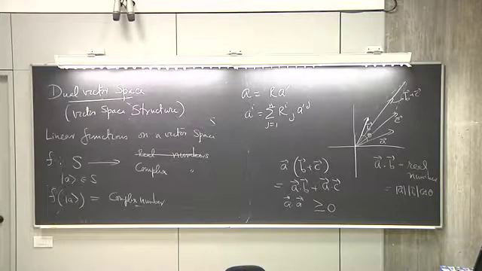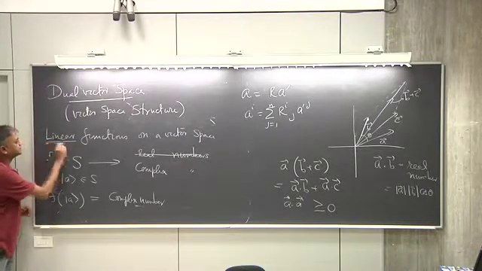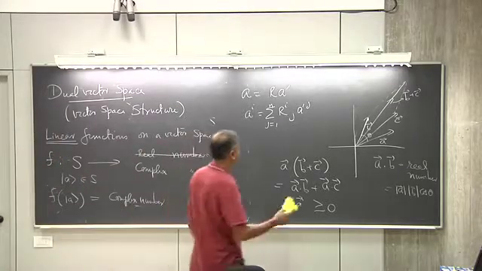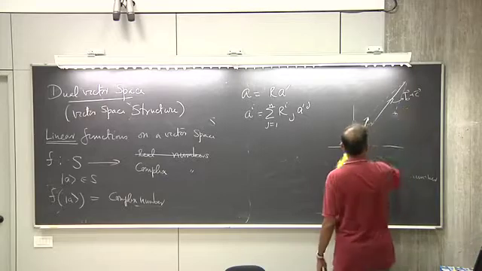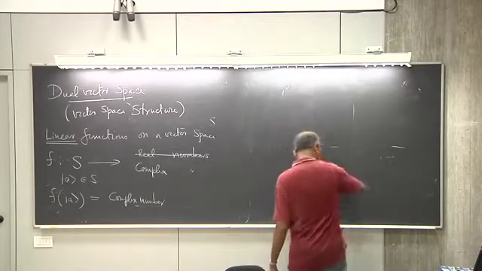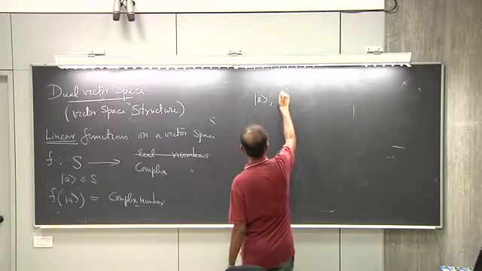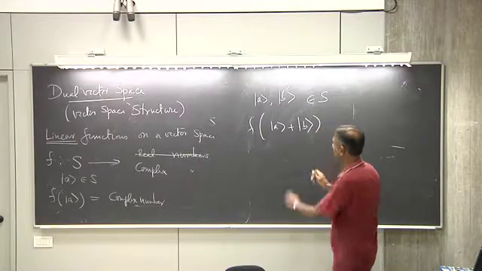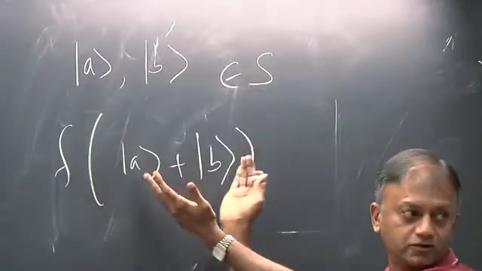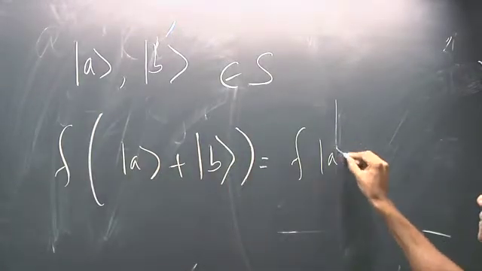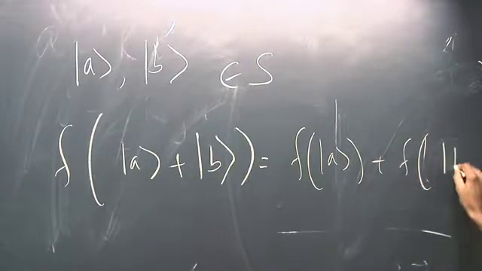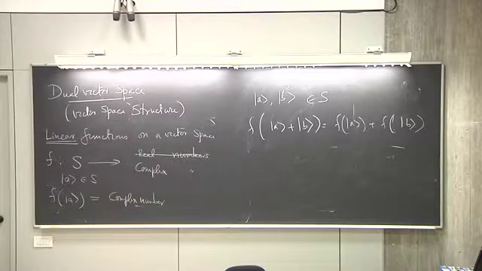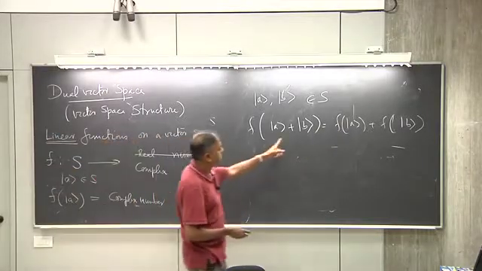This is fine, but there is also another word here: linear. It's not an arbitrary function, it's a linear function. Linear means the following. If I take two vectors A and B belonging to S, then A plus B is again another vector, and the value of F for that vector is the same as F of A plus F of B. That's the linear condition.